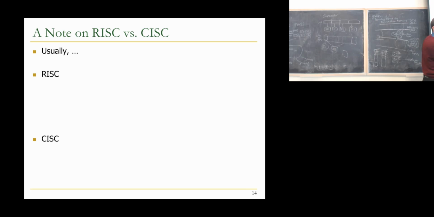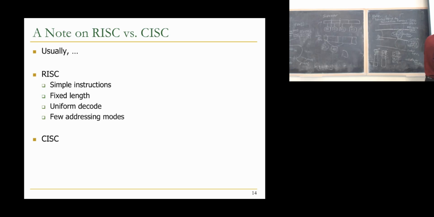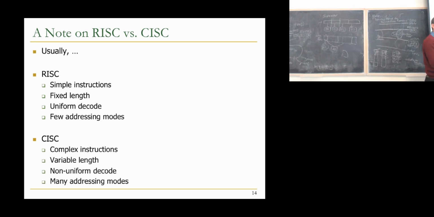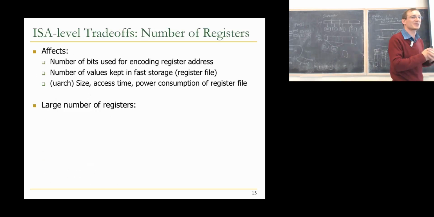The RISC philosophy consists of simple instructions, fixed length, uniform decode, and few addressing modes. Whereas the CISC philosophy is complex instructions, variable length, non-uniform decode, and many addressing modes. So if there's one definition of RISC versus CISC, this is probably a good thing to think of. Okay, let's go to a few other ISA level trade-offs. We're going slowly. I was hoping to cover all of the slides today, but we'll see.